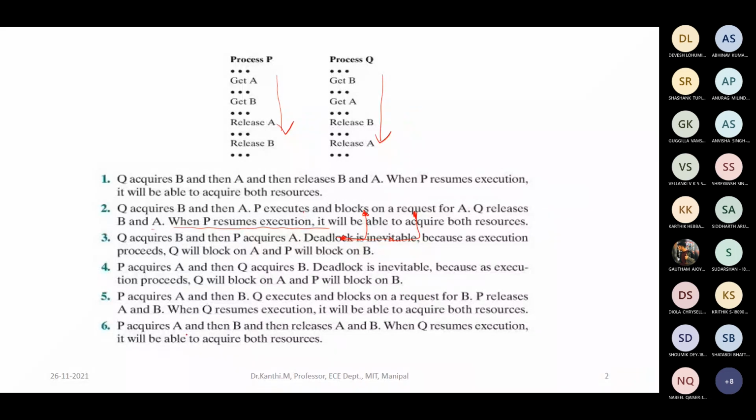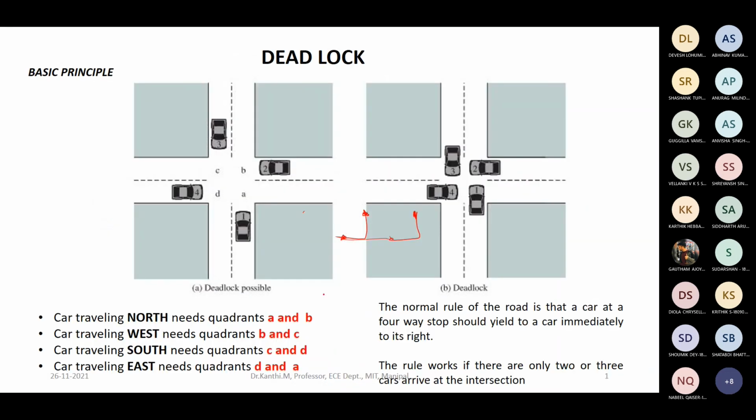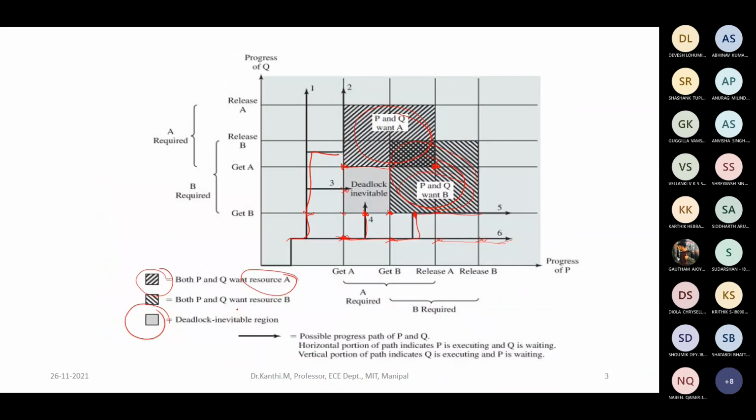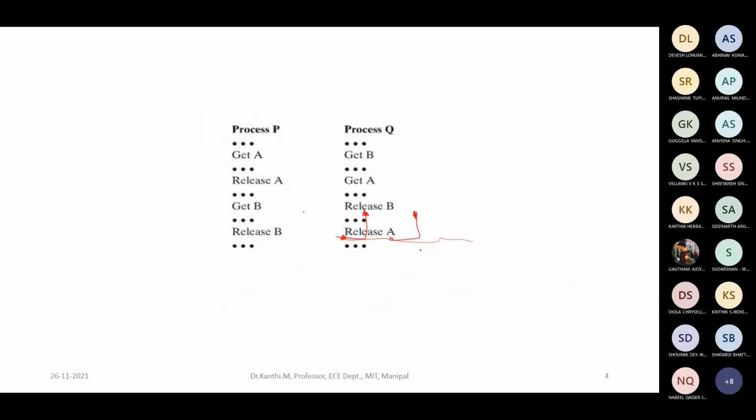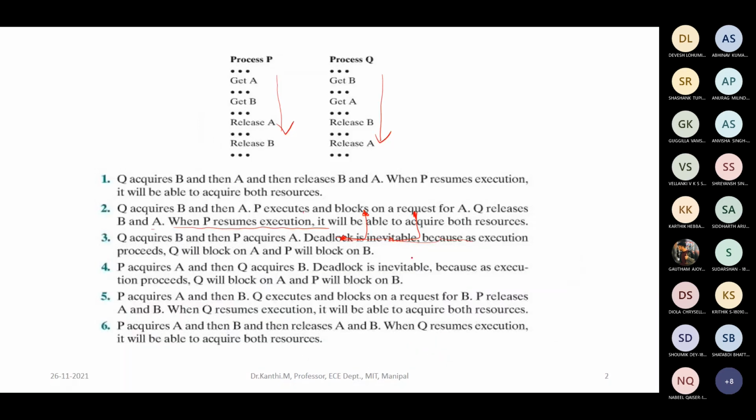And finally, P acquires A, as I've just mentioned, and then B, and releases A and releases B. That's the final situation. So when Q resumes execution, it will be able to acquire both resources because P has finished making use of all of them. Okay, these are the different combinations. Any clarifications?